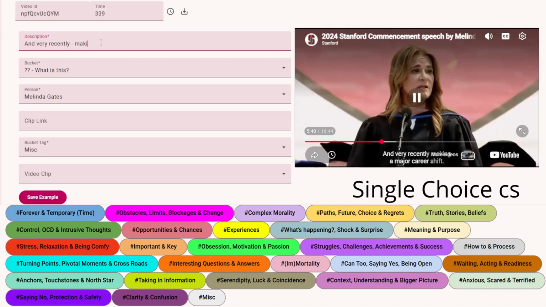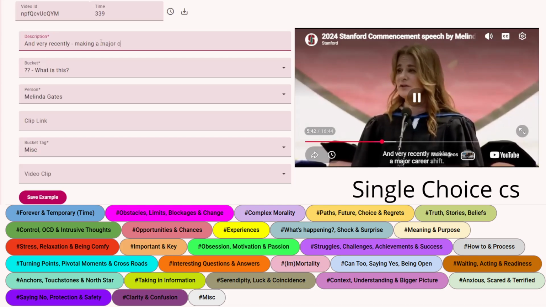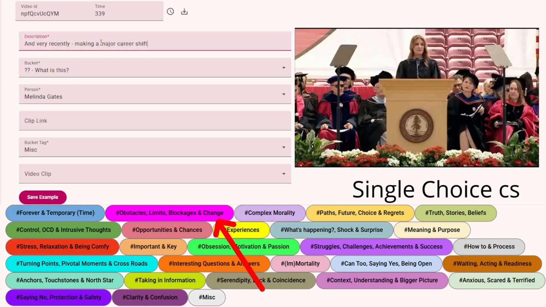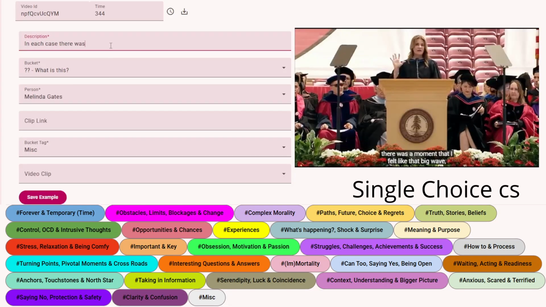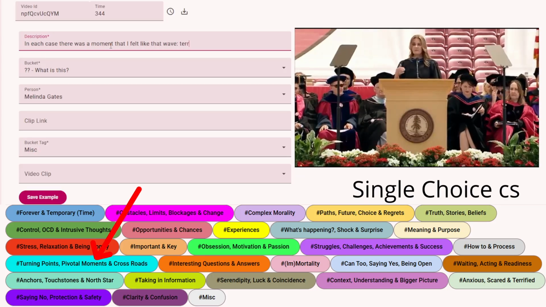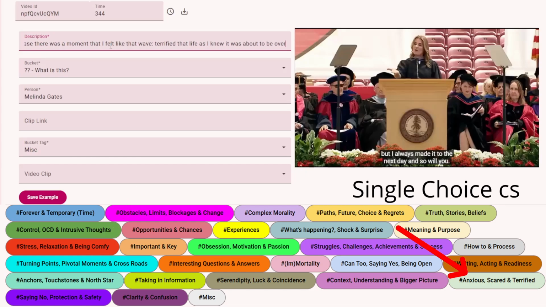"And very recently, making a major career shift." Career shift is more choice. "In each case, there was a moment that I felt like that big wave, terrified that life as I knew it was about to be over." Moment is a word I usually only save if there's something pivotal or insightful connected to it, but then it belongs to choice. Terrified and fear also generally belong to choice.